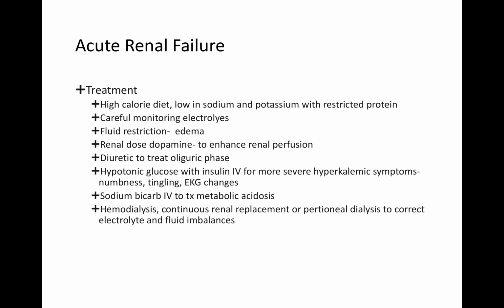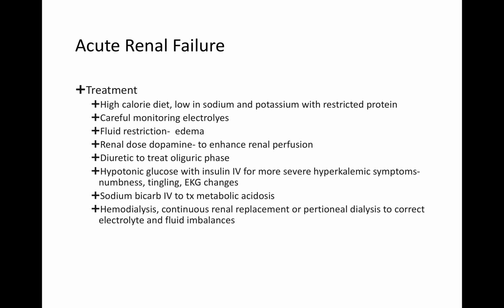Hypotonic glucose with insulin, because we want to get the potassium out of the blood into the cell, and here it is for more severe hyperkalemic symptoms, numbness and tingling, or any EKG changes. Sodium bicarb IV to try to treat the metabolic acidosis, because we know we're lacking that. Hemodialysis, again, because the kidney is so sick, and the dialysis can clean everything up and let the kidney rest.